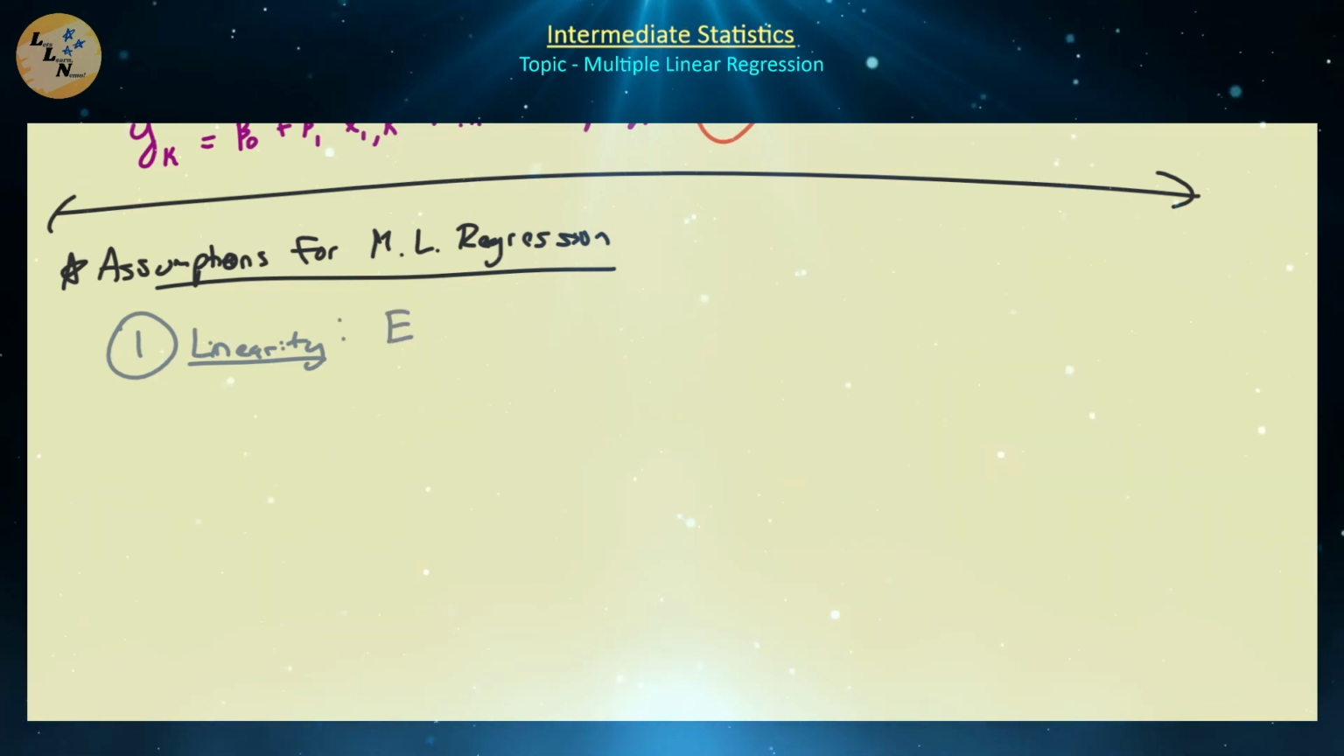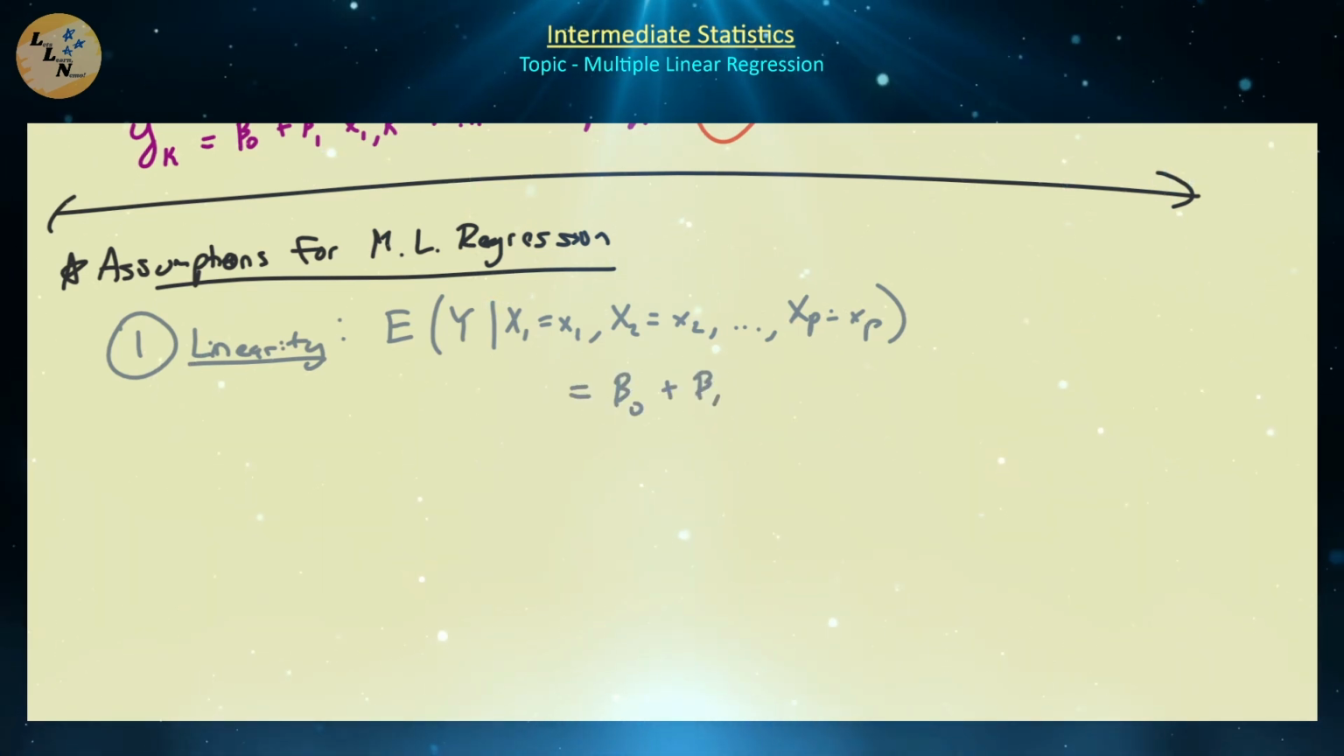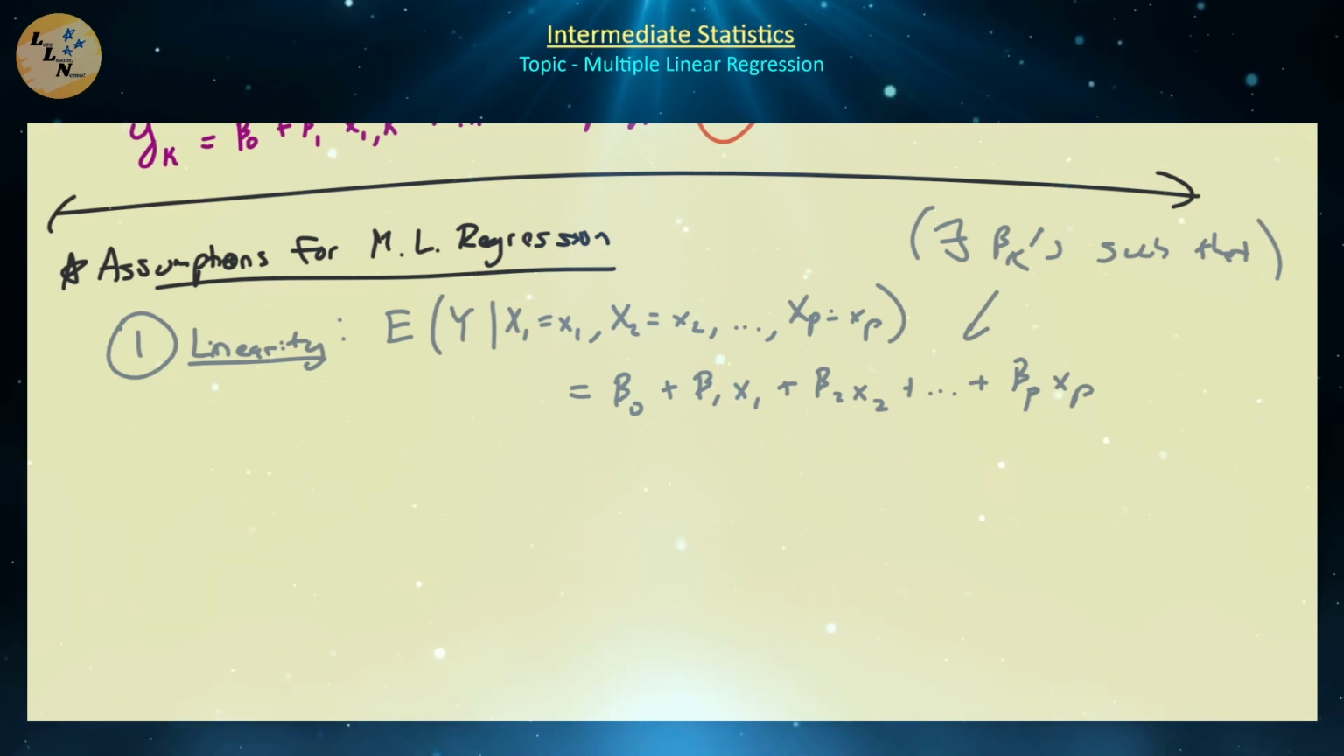The expected value of the random variable y given some particular value of x1, say x1 is equal to little x1, x2 is equal to little x2, all the way down to xp is equal to little xp, must follow a linear pattern. In particular, there must exist these beta 0, beta 1 down to beta p such that the mean follows this particular number. And these x2 down to xp, these are numbers. Right? So that means there exist these beta k such that this linear relationship between the means follows.